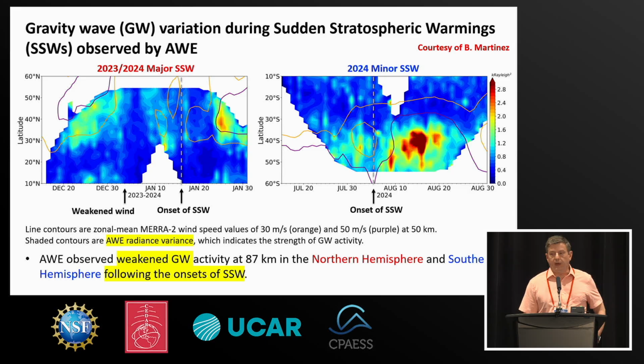So you may have seen the left figure in a publication before, but this was for the Northern Hemisphere. But the OR team is now also looking into the Southern Hemisphere. That's the right figure. And basically, they find consistent results that OR observes weakened gravity wave activity around the mesopause following the onset of the sudden stratospheric warming both in the northern and southern hemisphere.